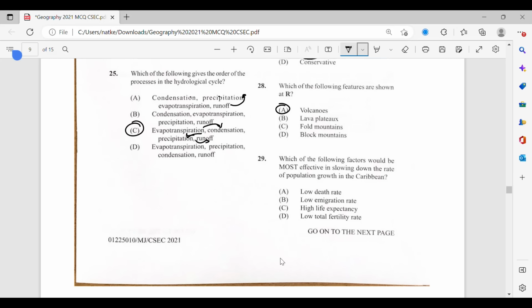Number 29. Which of the following factors would be most effective in slowing down the rate of population growth in the Caribbean? So to slow down the rate of population growth can mean that you have a low death rate, low emigration rate, high life expectancy, meaning people living longer. That would not help. Low total fertility rate, yes. So low total fertility rate, if you have the potential for fewer children to be born, it means that it will effectively slow down the rate of population growth. So for number 29, that is letter D.